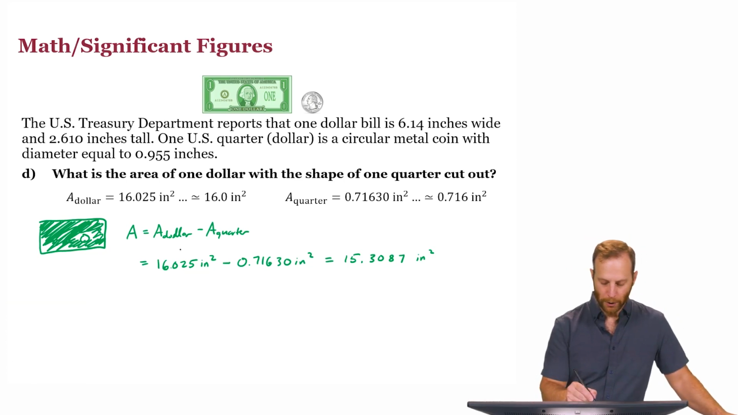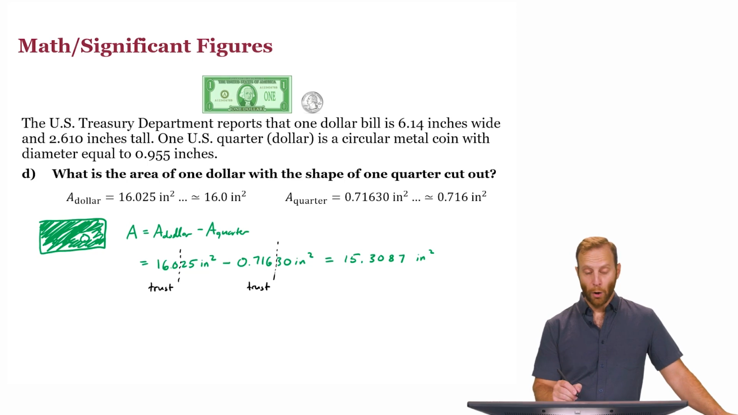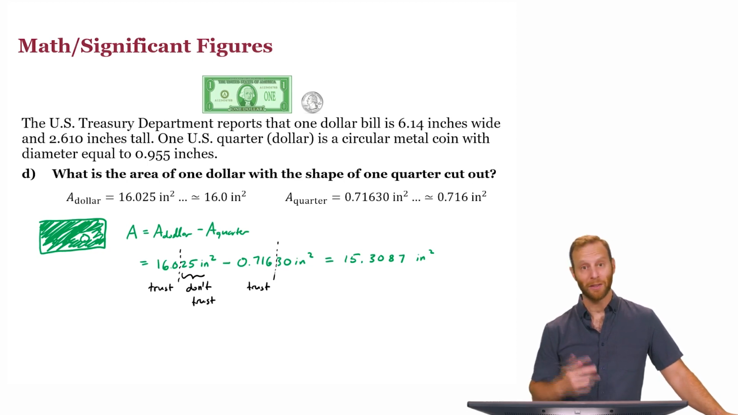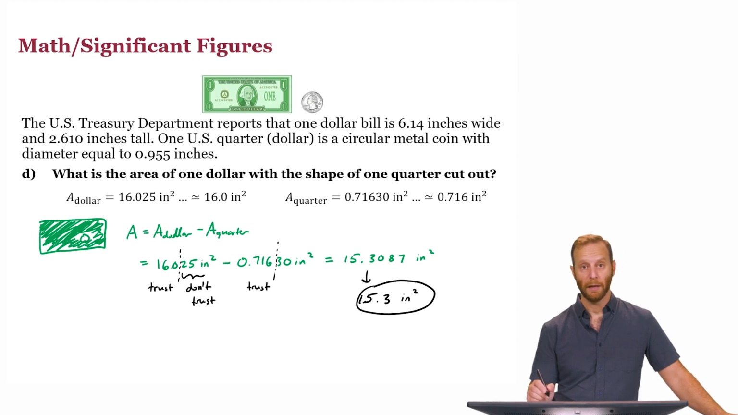this answer to the first decimal place, whereas I trust this answer to the third decimal place. I have no business trusting anything that happens beyond this place. I don't trust anything beyond the first decimal place. That is the limitation. And so for my final answer, I should trust this only to 15.3 inches squared as the final answer for that.